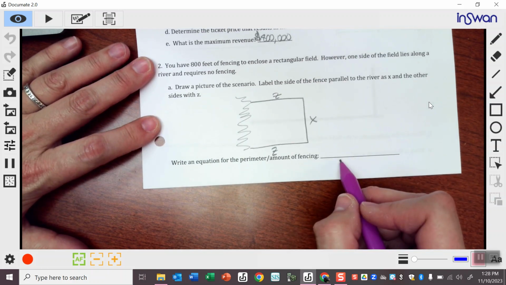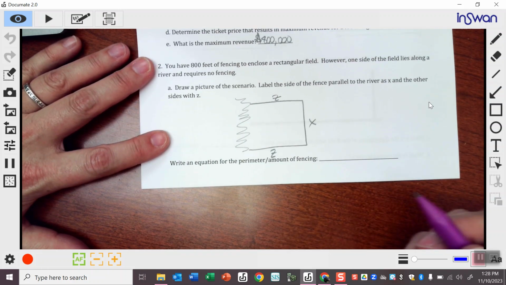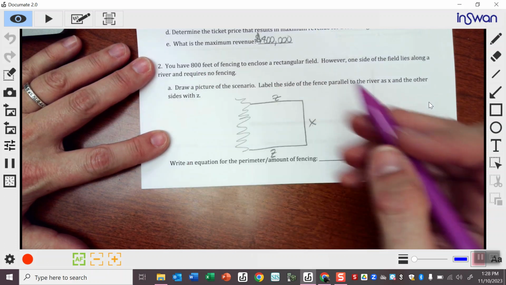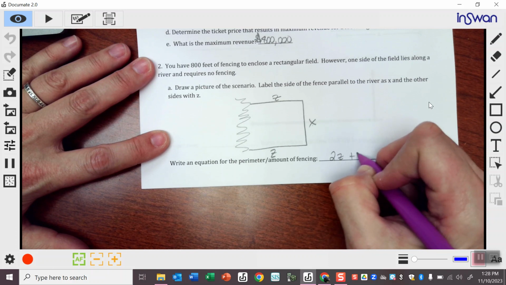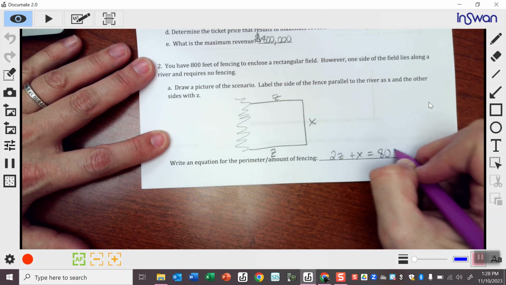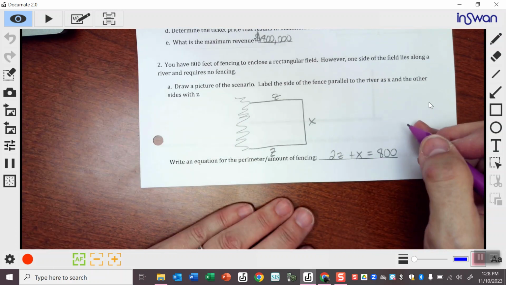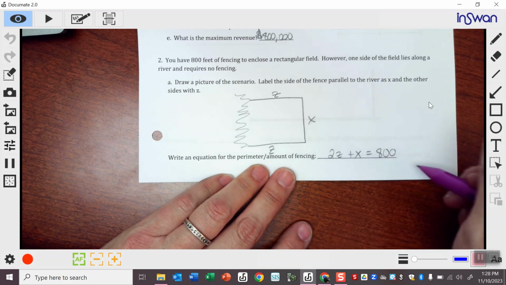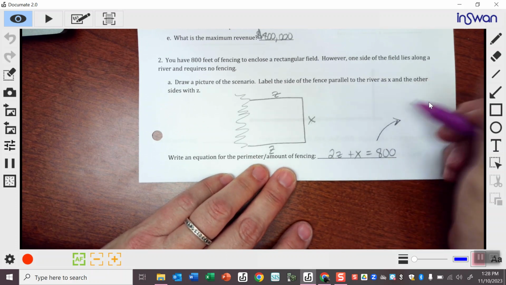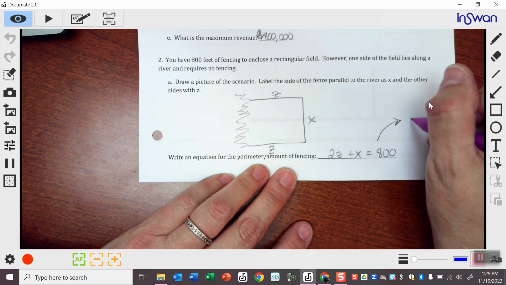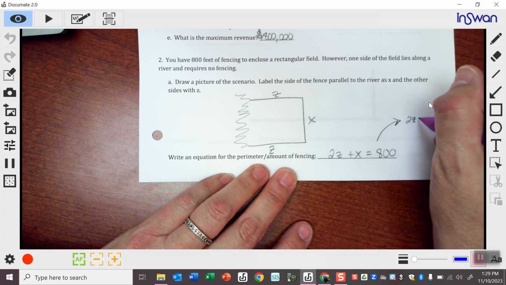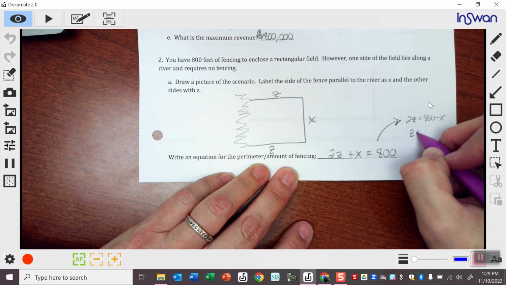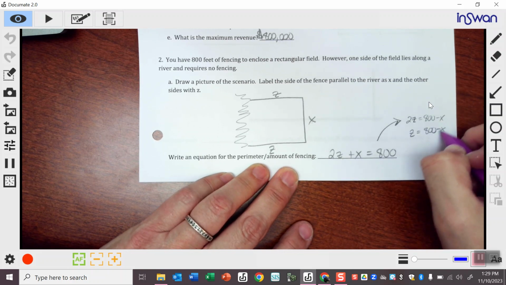Right, we're going to write an equation for the perimeter of the fencing, or the amount of fencing. So basically, two Z's and an X have to add up to 800. So 2Z plus X equals 800. Now, at some point later on, I'm going to need to solve this for Z, because my equation is going to be in terms of X. So let's just do that now. I'm going to take away X, so 2Z equals 800 minus X, and then I'm going to divide by 2. So I have (800 minus X) over 2.